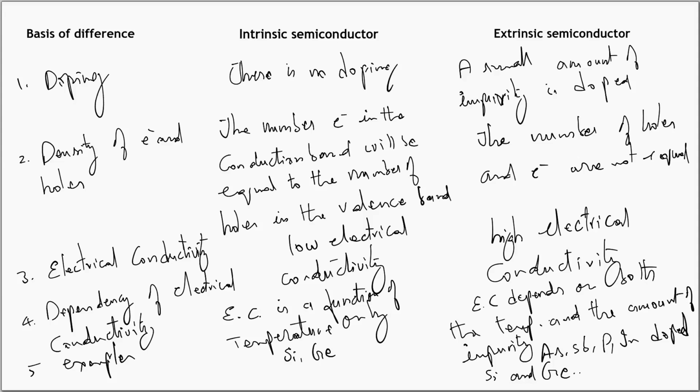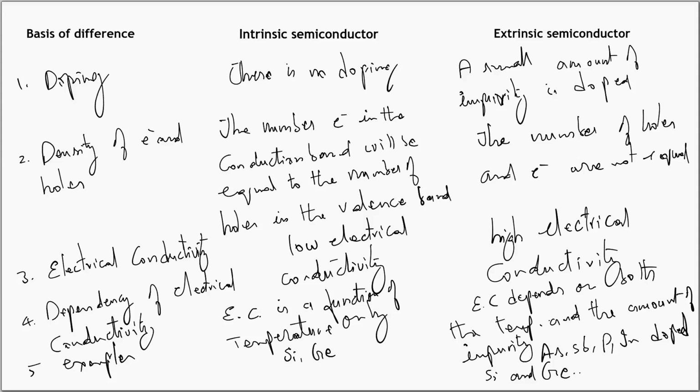The second parameter we have discussed is the density of electrons and holes. The number of electrons in the conduction band in an intrinsic semiconductor will be equal to the number of holes in the valence band. Whereas in the case of extrinsic semiconductors, the number of holes and electrons are not equal. The electrical conductivity of intrinsic semiconductors will be low, while the electrical conductivity of extrinsic semiconductors is high. The dependency of electrical conductivity in intrinsic semiconductors will be only on temperature, while in extrinsic semiconductors, the electrical conductivity depends on both temperature and the amount of the impurity and the impurity material also.